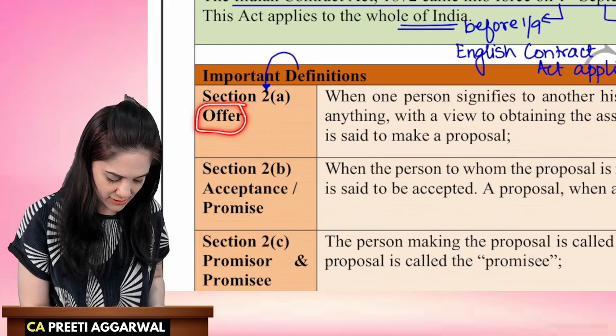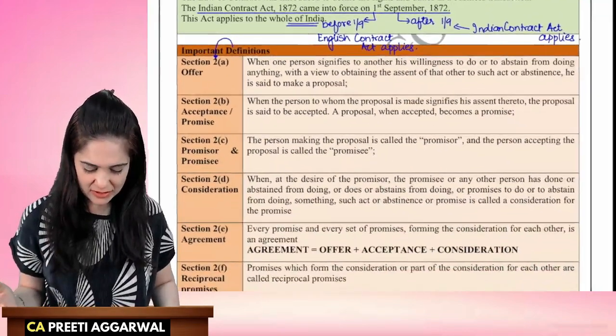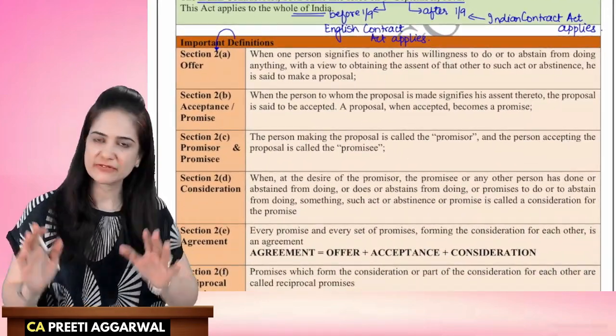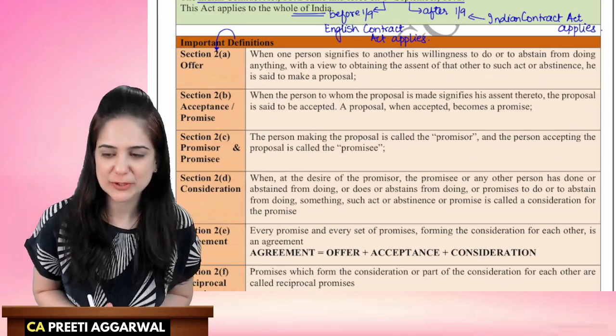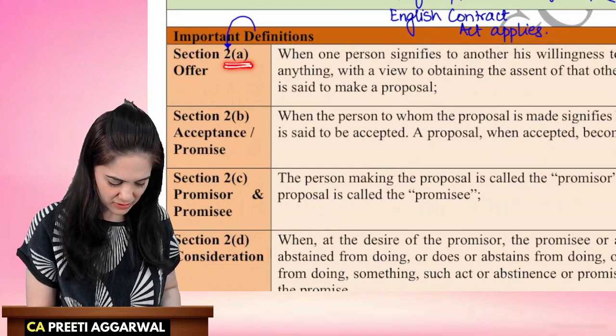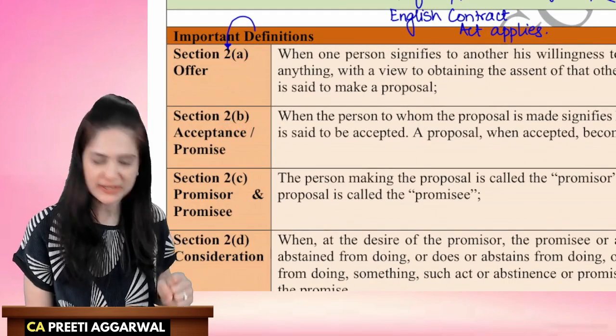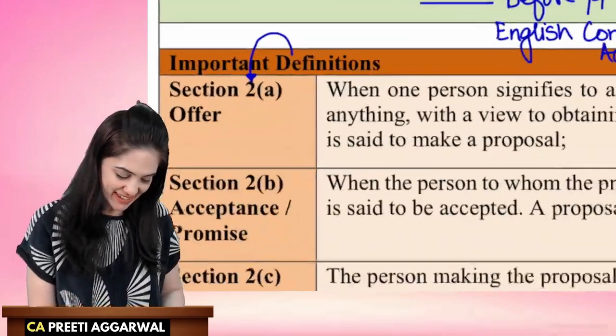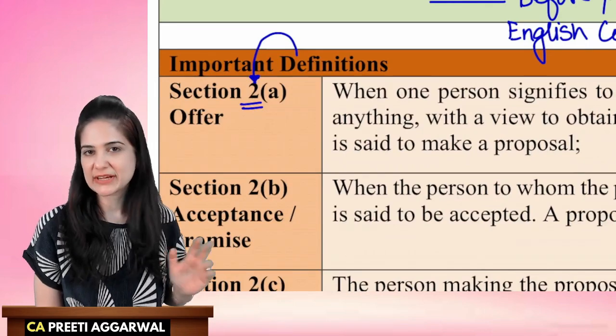So what is offer? I don't think we will have to go through the meaning right now. Whenever the definition comes, I will explain it to you. At this stage, what we need to know is how to remember the section numbers. Now, please pay attention, students. This is section 2. That much we are clear.